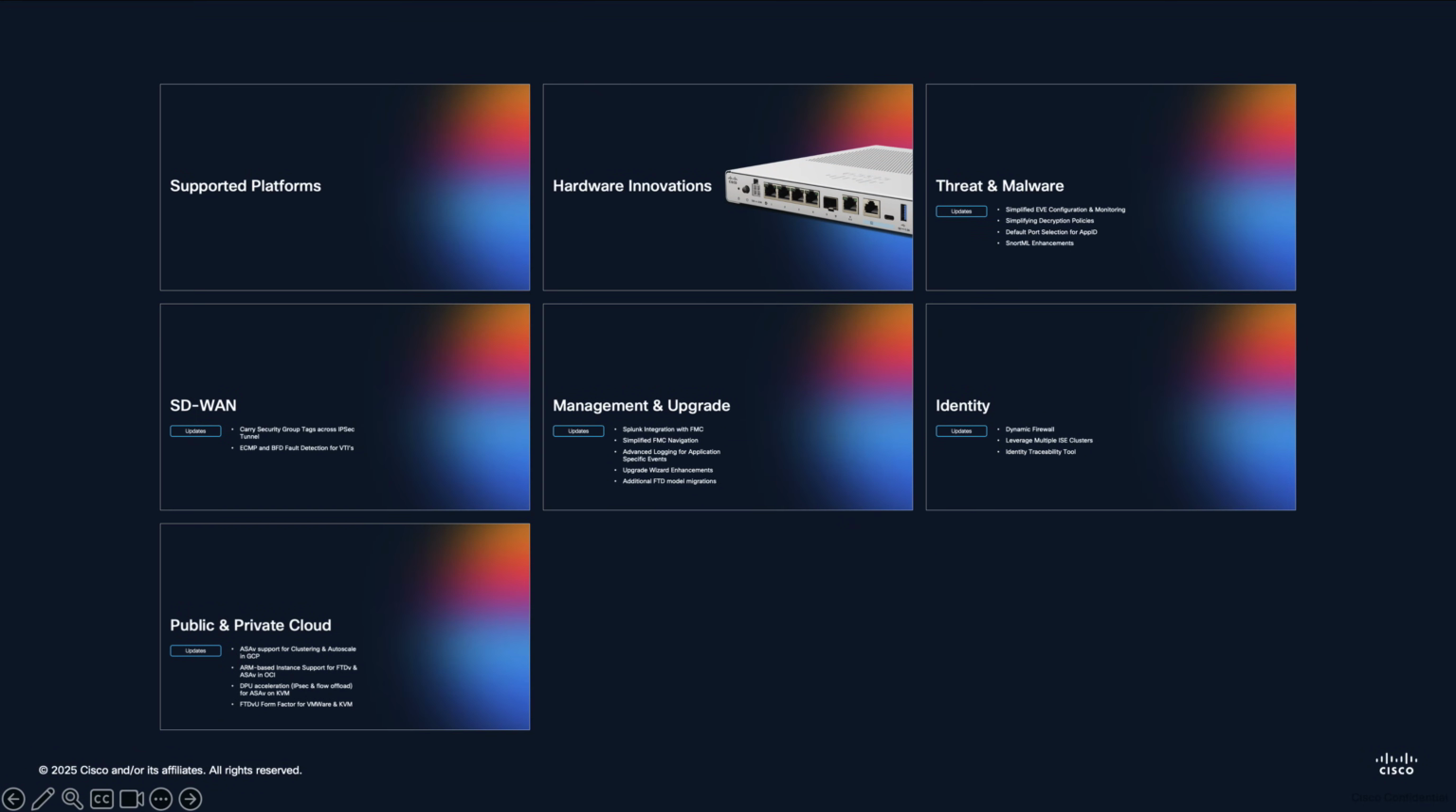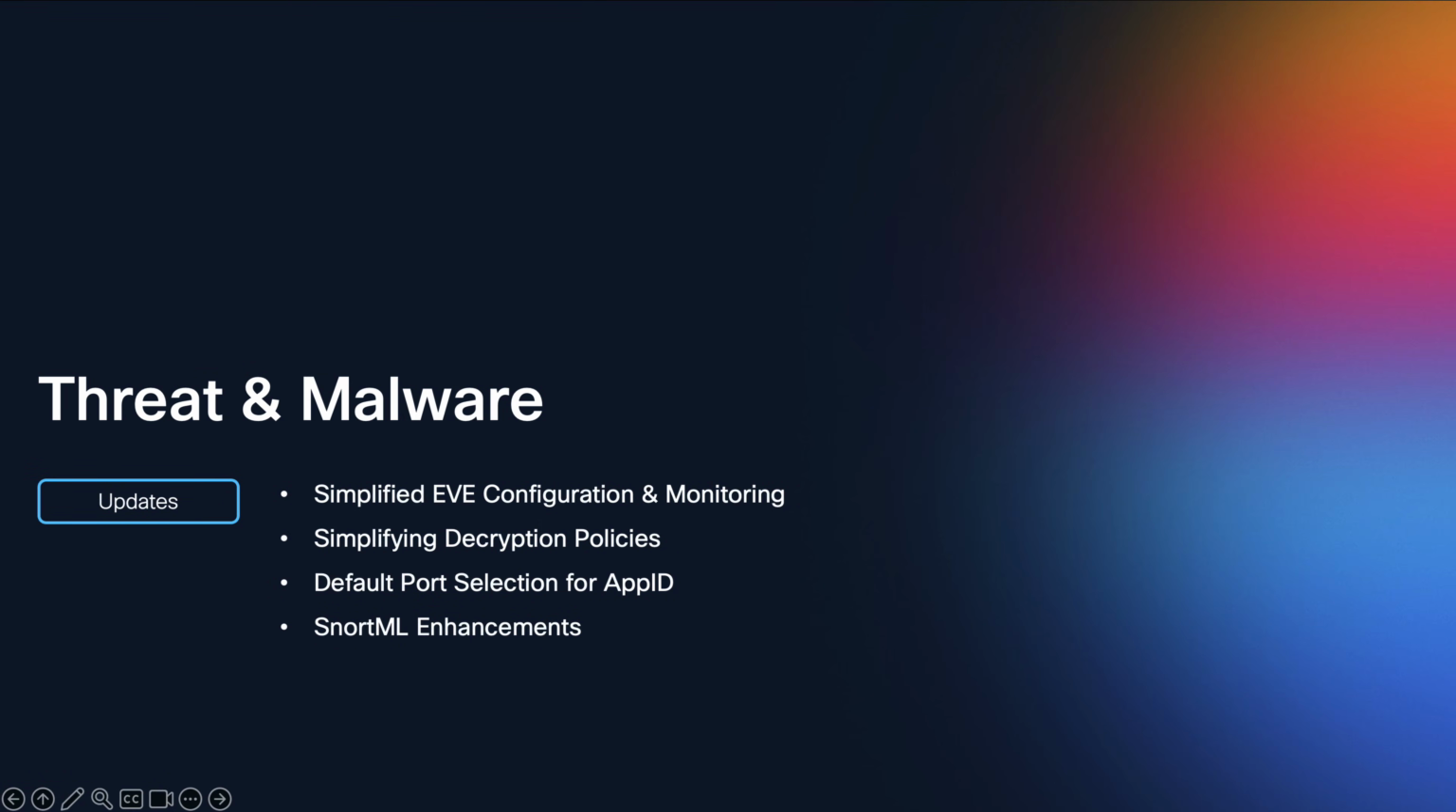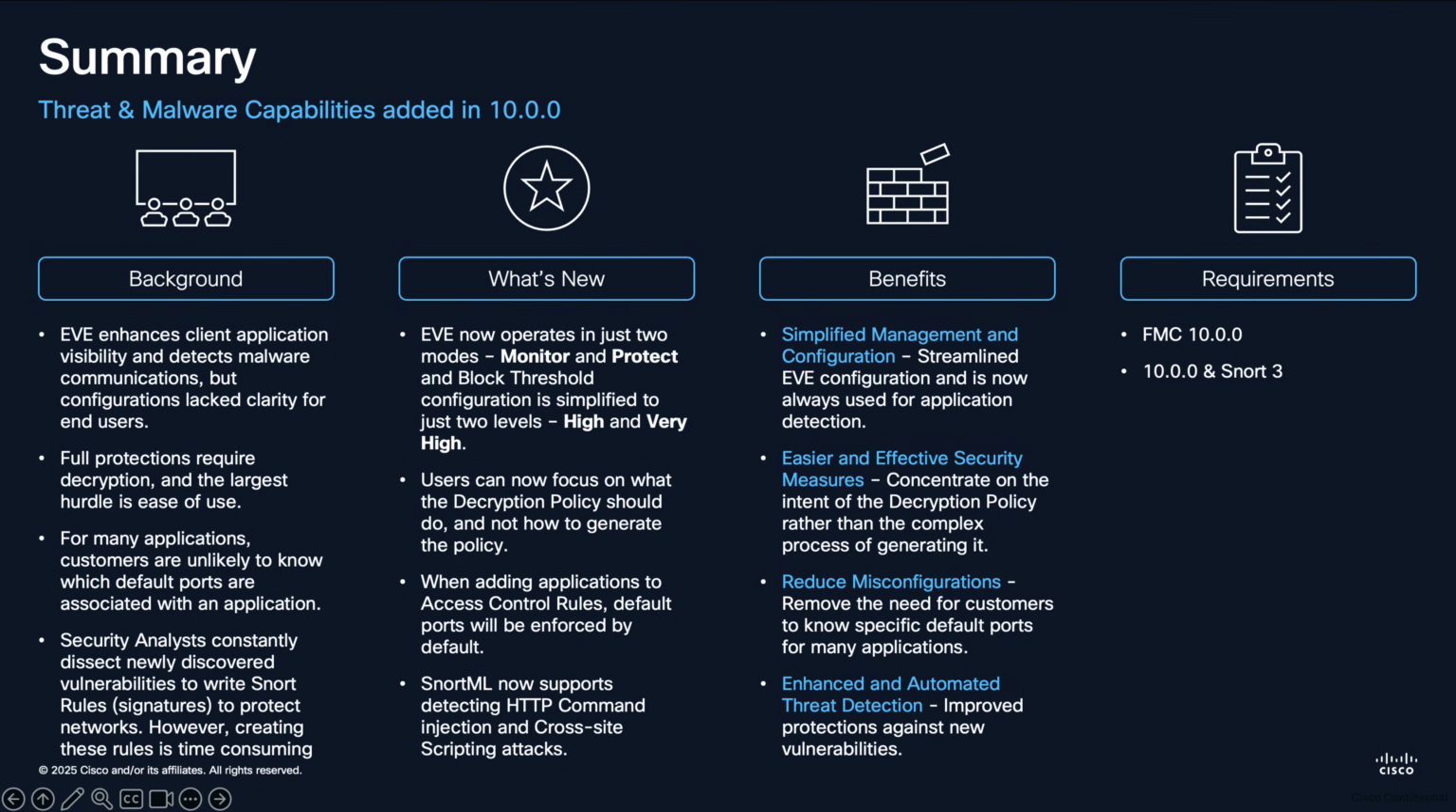So on threat and malware enhancements, 4 things to call out here. Eve has gained some new monitoring capabilities and configuration has been streamlined for both Eve and the decryption policy. For AppID, a new feature is introduced for default port selection, and then SnortML has also received some updates. First, let's look at the background of why these changes were necessary.